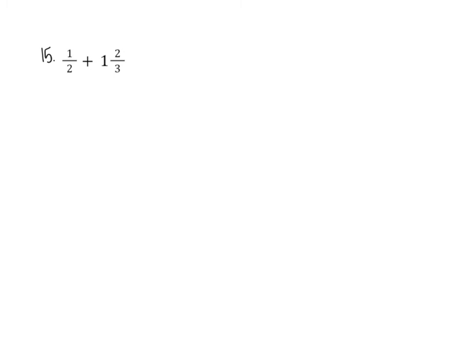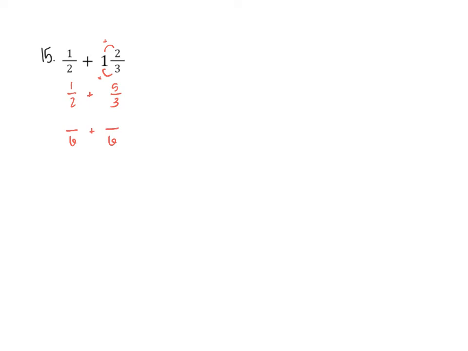Our first step is going to be to convert this mixed number into an improper fraction by using the Popcorn or Texas method. When I do that, I get 5/3, and that's being added to 1/2. Now we need to find our common denominator, which for 2 and 3 could be 6.